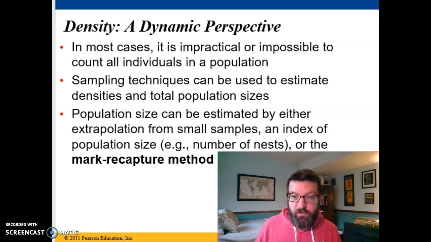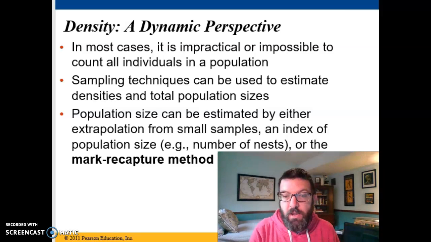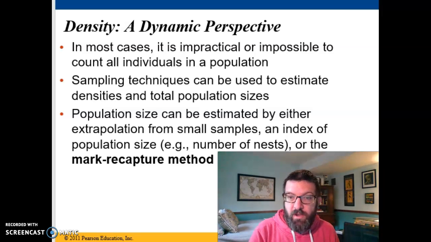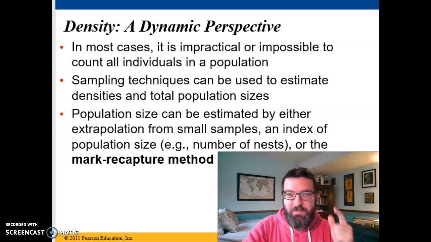If you mark 100 individuals, release them, and then go back and capture 100 more individuals, and 5 of them are marked, that means you probably initially marked about 1/20th of the population. And so that means it's probably 20 times 100, right? Or 2,000 individuals in the population. Sorry, had to do math in my head real quick.